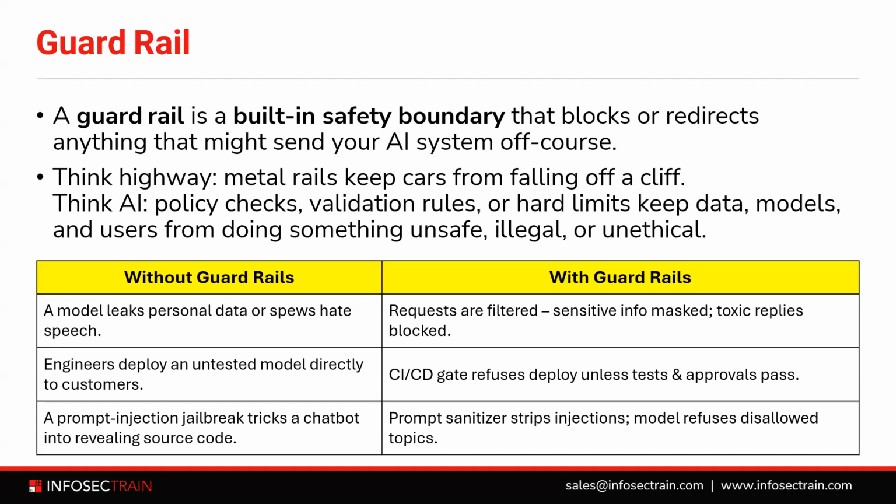Is it clear? So let's say, for example, without guardrails, what happens? The model leaks personal data, an engineer deploys untested models, and a prompt injection jailbreak tricks the chatbot into revealing the source code. That is without guardrails. But with guardrails, all the requests are filtered. The CI/CD gate refuses to deploy a model that fails the adversarial test, and we can have a prompt sanitizer and so on. Is it clear?